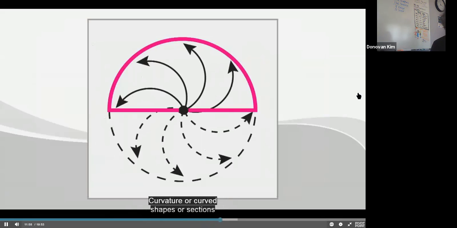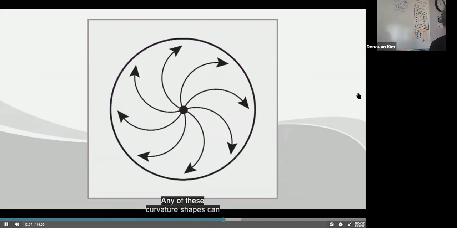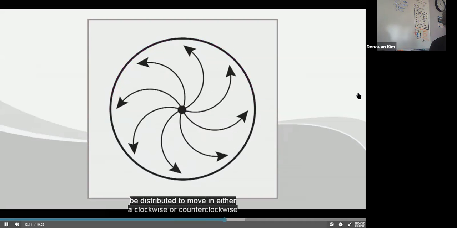Curvature or curved shapes or sections include circles, ovals, and oblongs. They imply motion and are generally used to create curvature directions or waves. Any of these curvature shapes can be distributed to move in either a clockwise or counterclockwise direction.